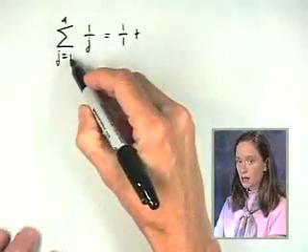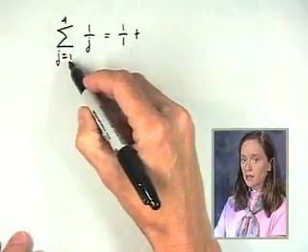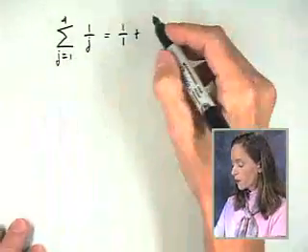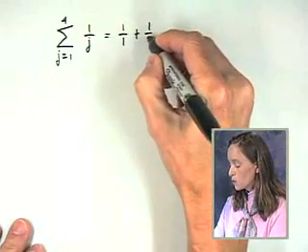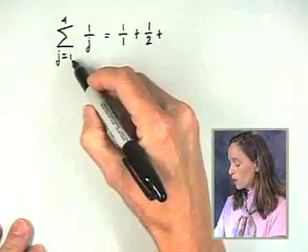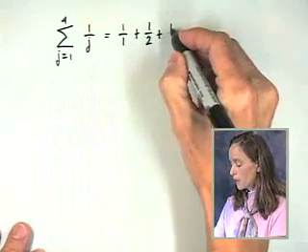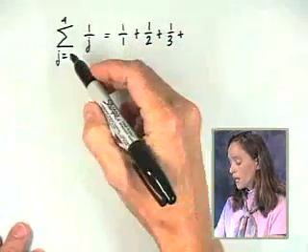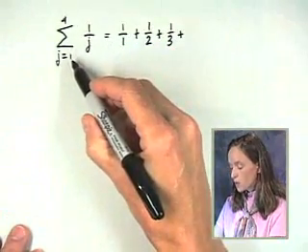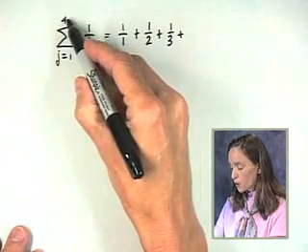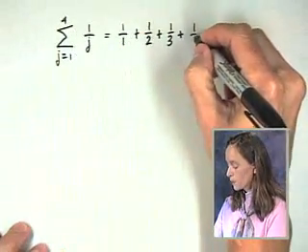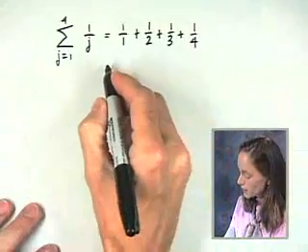Now go to the next value of the index, and the index increases by 1. So the next value is 2. The next value of the index is 3. Putting that in, I get 1 over 3. And the last value in this particular series occurs at 4, the upper index. All I need to do is add these together.